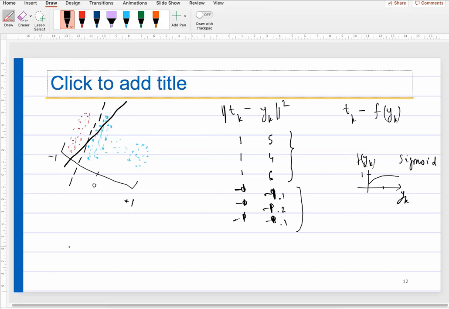Okay, the question is, why can't I use simply the SIGN function? Can we use a sign function? Basically, if it is a positive direction, then call it +1. If it is a negative direction, call it -1. Then you compare tk and yk, and you will get 0 loss. This is not SINE, this is SIGN, signum, or the direction or sign.